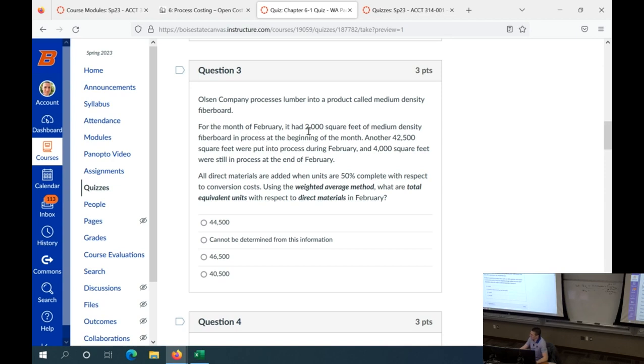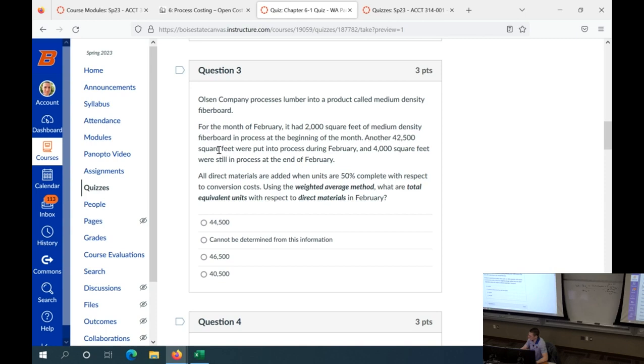For the month of February, it had 2,000 square feet of medium density fiberboard in process at the beginning of the month. Okay, so beginning WIP is 2,000 square feet. Another 42,500 square feet were put into process during February. And 4,000 square feet were still in process at the end of February. All right, so we have our beginning work in process, 2,000 square feet, our ending work in process, 4,000 square feet, and we have the number of units started, 42,500.